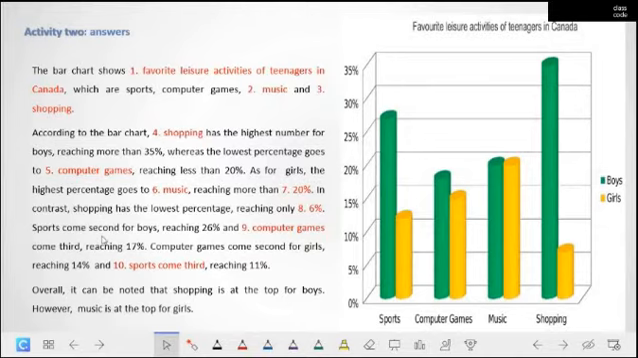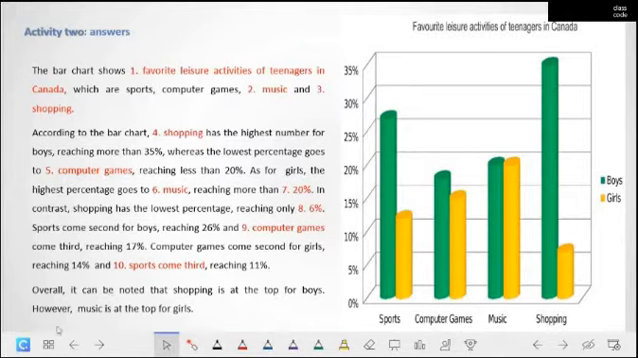Sports comes second for boys, reaching 26%. And computer games come third, reaching 17%. Computer games come second for girls, reaching 14%. And sports comes third, reaching 11%. All right? So overall, this is the final conclusion. Overall, it can be noted that shopping is at the top for boys.